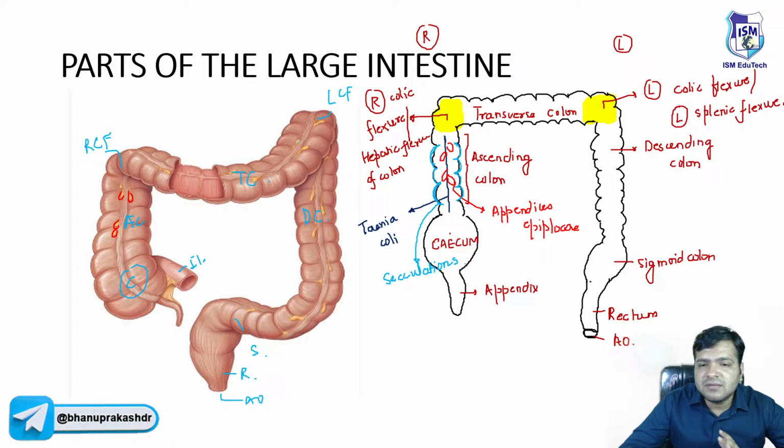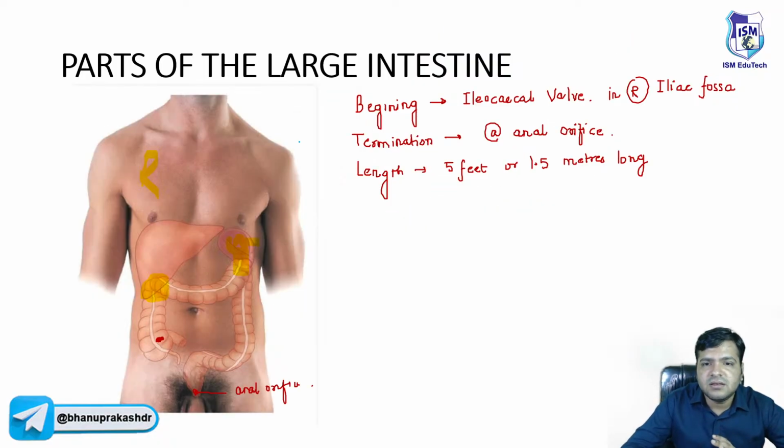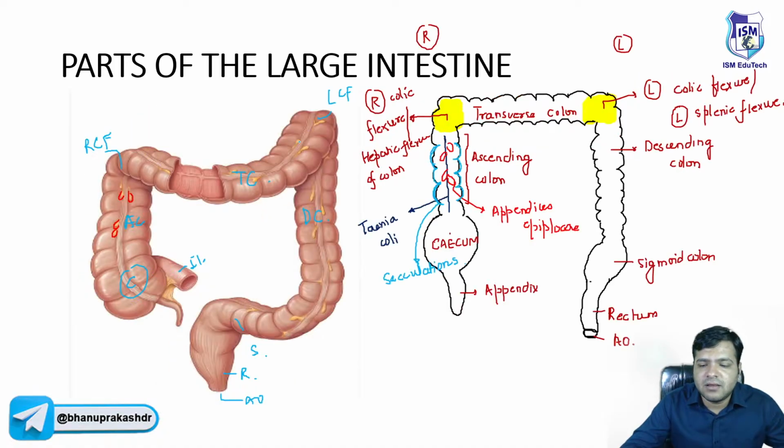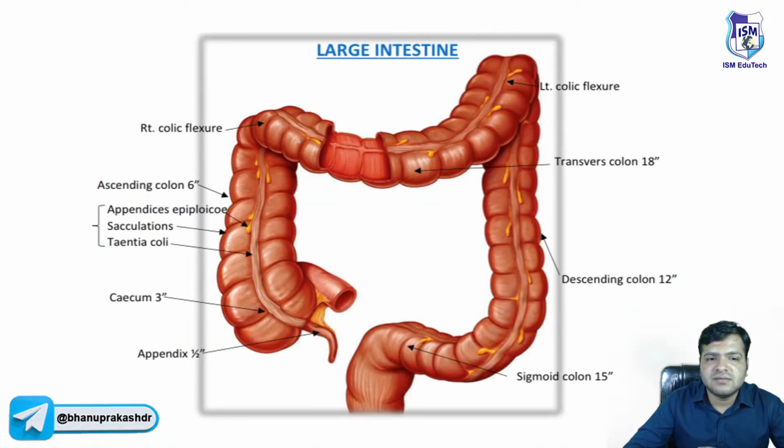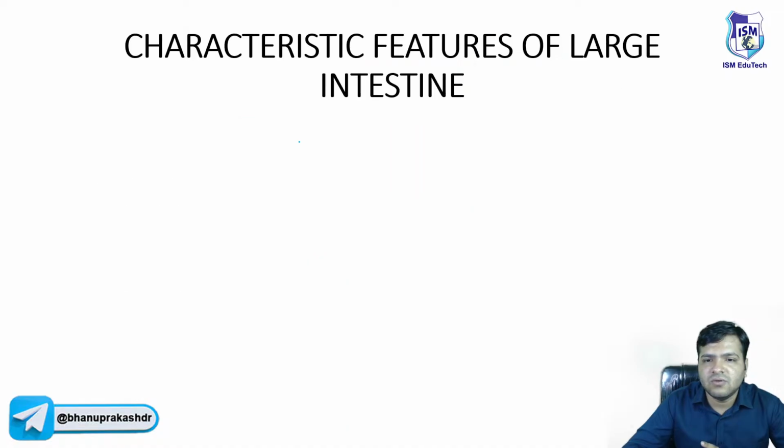Okay, we have discussed the parts of the large intestine: beginning, termination, and length. Now, if we talk about the appendices epiploicae, beta, you just have to write the characteristics. Large intestine, I think I have already discussed with you people. Sacculations are done, tinea coli. Okay, perfect.